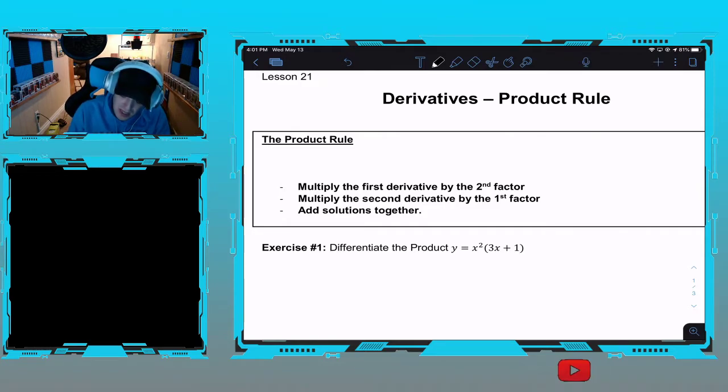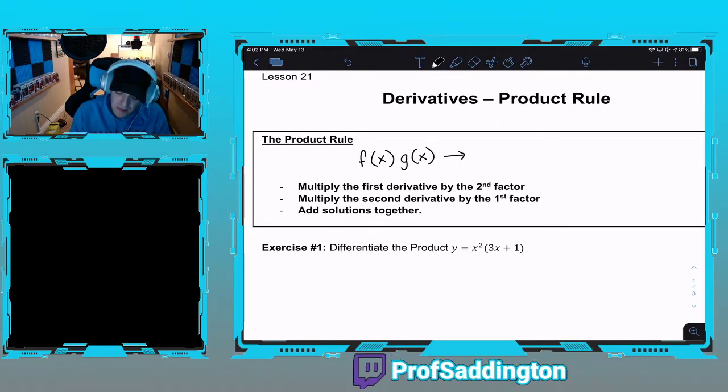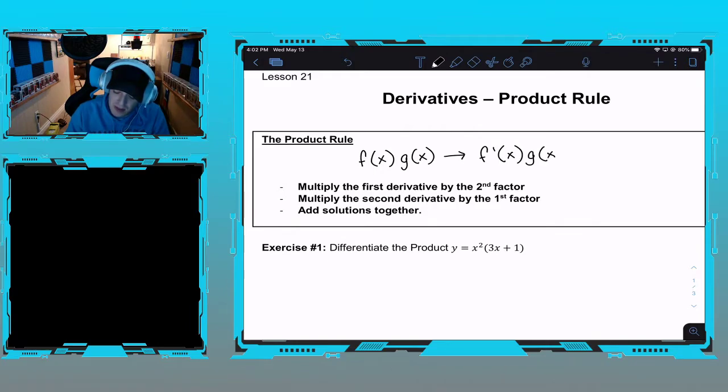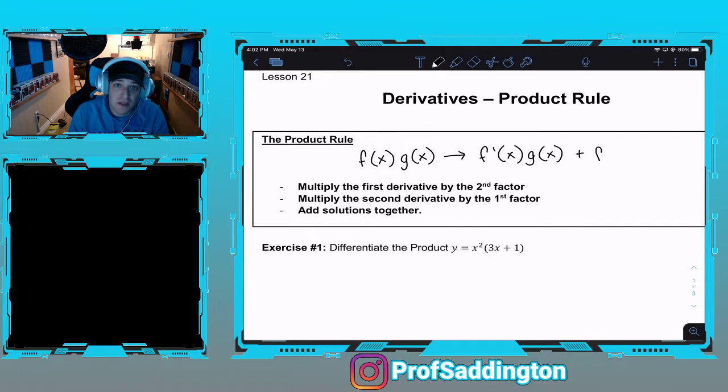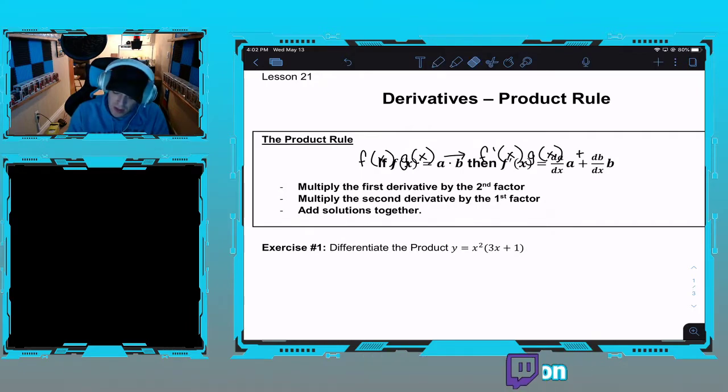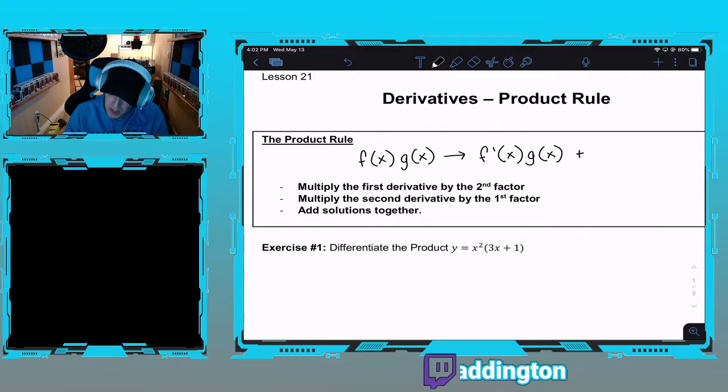But the formula states if we have f of x times g of x, when we go to find the derivative of it, it's going to look like this. It's going to look like f prime of x times g of x plus, my iPad just froze as I'm doing it. Oh no, I didn't want to erase everything. Okay. Plus g prime of x times f of x.